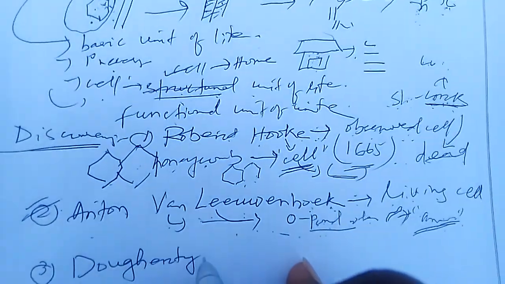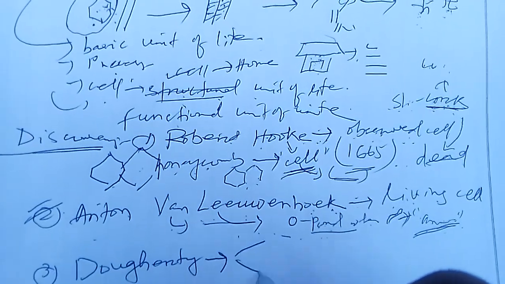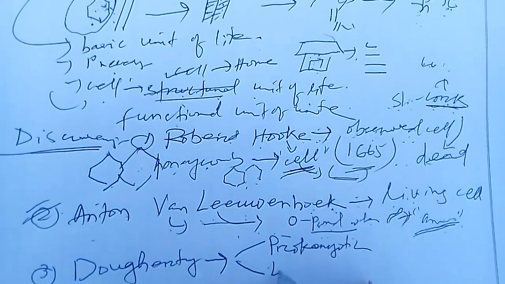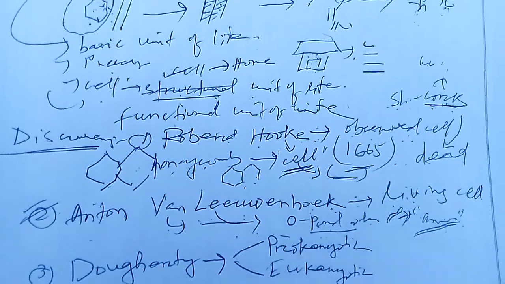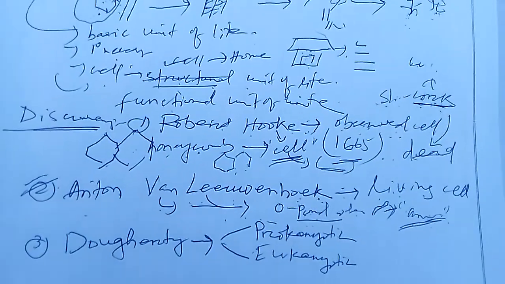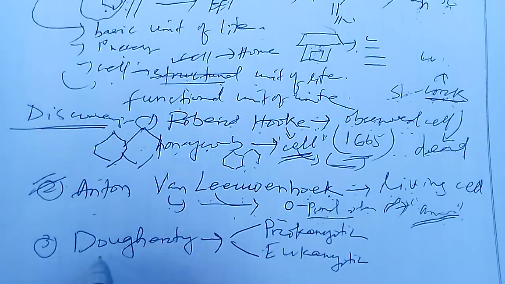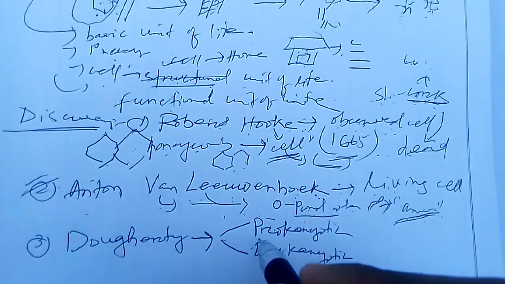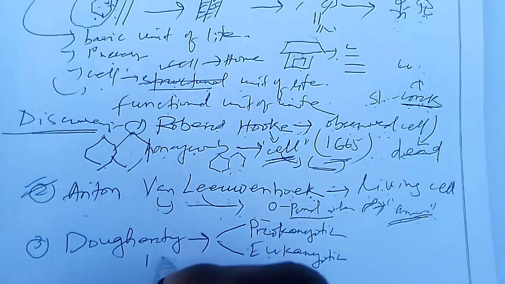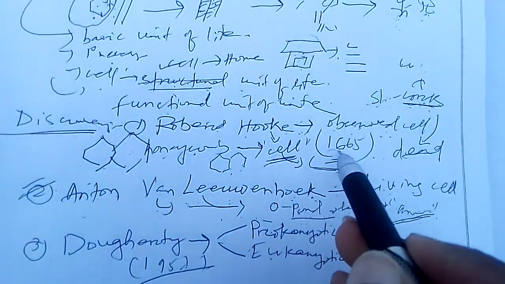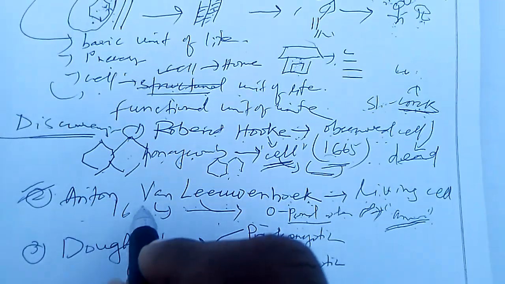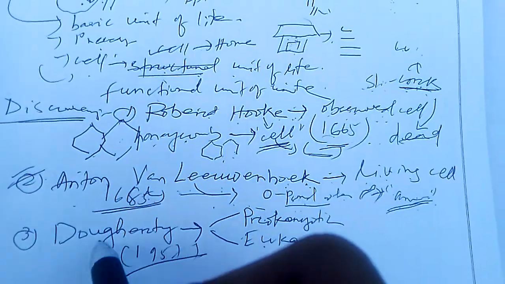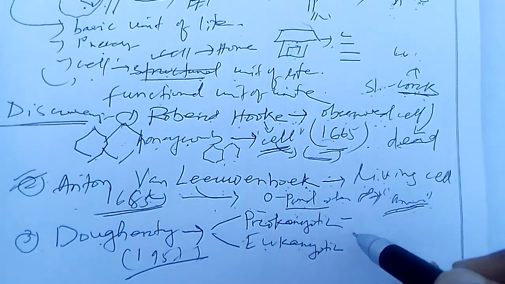Then in this course, the third scientist who comes is Doherty. Doherty was the scientist who classified cells into two types: one prokaryotic cell, another eukaryotic cell. So Doherty was the third scientist in this course. These things happened around 1957. The Hooke things were around 1665, and Leeuwenhoek's things happened around 1680 or 85. So Doherty classified cells in two types: one is prokaryotic cell, another is eukaryotic cell.